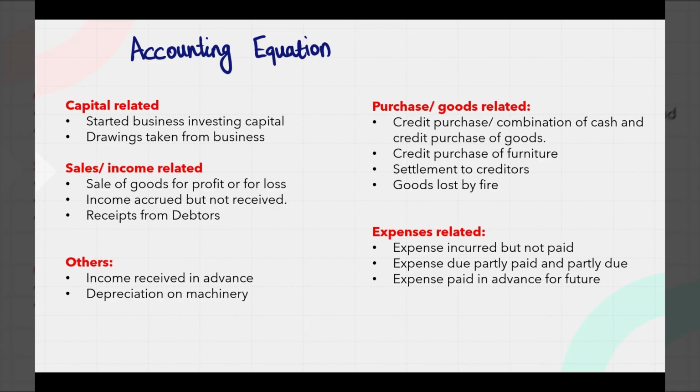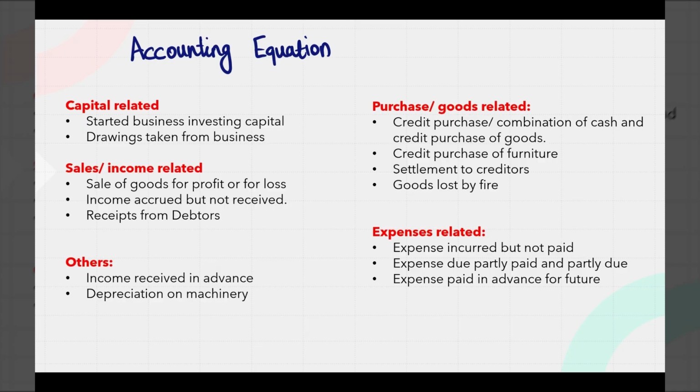When it comes to capital related, it would be transactions including investing capital into the business or taking capital for drawings purpose, personal use. When it is purchase related, it would be either cash purchase, credit purchase, settlement to the creditors, or goods lost by fire. When it comes to sales related transactions, it could be cash sales or credit sales, income which is accrued but not yet received, which is the debtors, and when the debtor makes the payment.